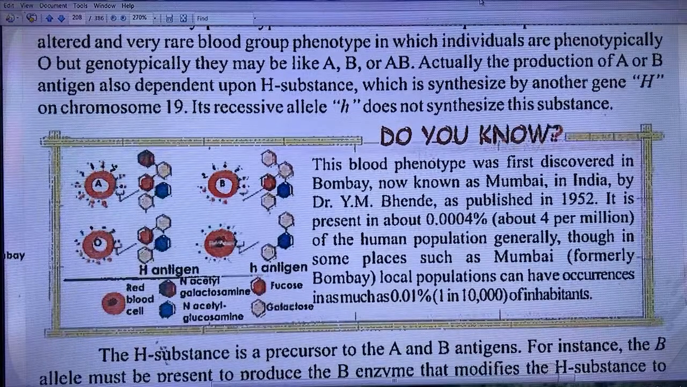This blood phenotype was first discovered in Bombay, now known as Mumbai, in India, by Dr. Y.M. Bhende, as published in 1952. It is present in about 0.0004%, about 4 per million, of the human population generally, though in some places such as Mumbai, formerly Bombay, the local population can have occurrences of as much as 0.01%, 1 in 10,000 of inhabitants.